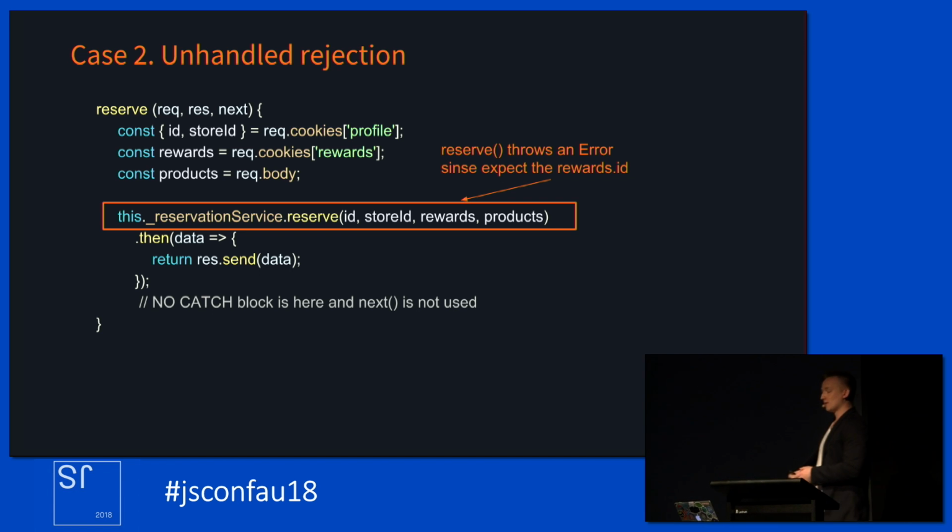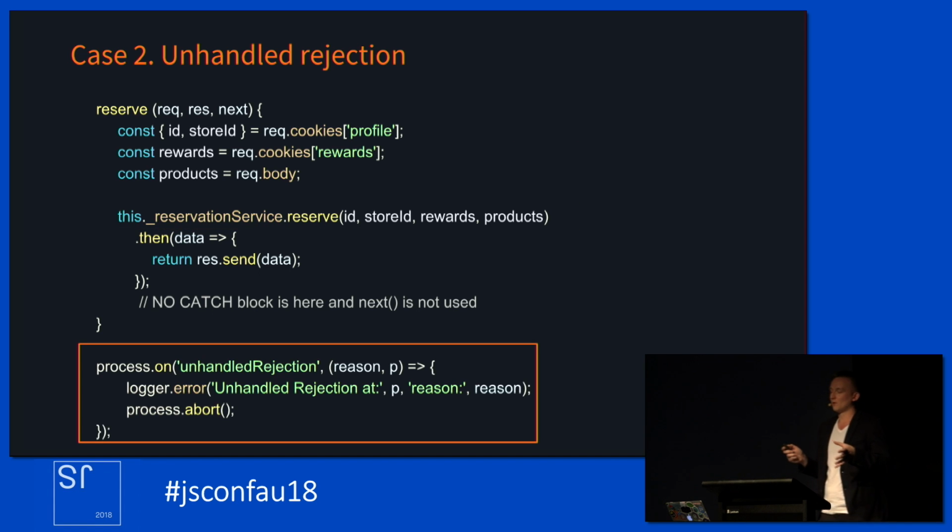So here, instead of passing exactly a rewards ID, we accidentally pass the whole rewards object. And now the error is thrown in the service in asynchronous mode, and we don't have a catch block here to catch the error. And to catch it, we use a subscription to the unhandled rejection event where we will do process abort to crash it to get the dump.